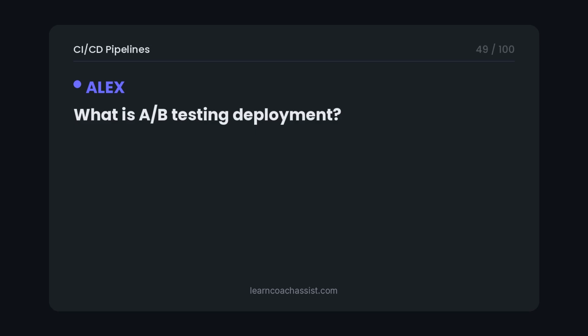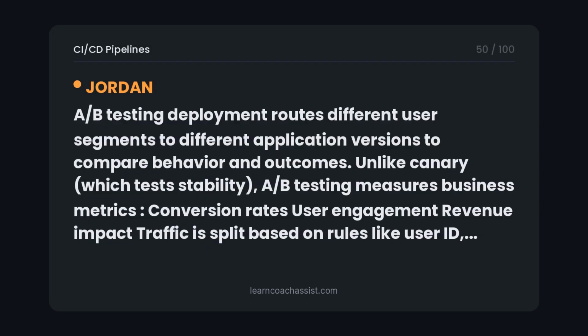What is A/B testing deployment? A/B testing deployment routes different user segments to different application versions to compare behavior and outcomes. Unlike canary, which tests stability, A/B testing measures business metrics: conversion rates, user engagement, revenue impact. Traffic is split based on rules like user ID, geography, or cookies. Requires feature flags or an ingress controller with routing rules. Tools: LaunchDarkly, Istio, AWS CloudFront.